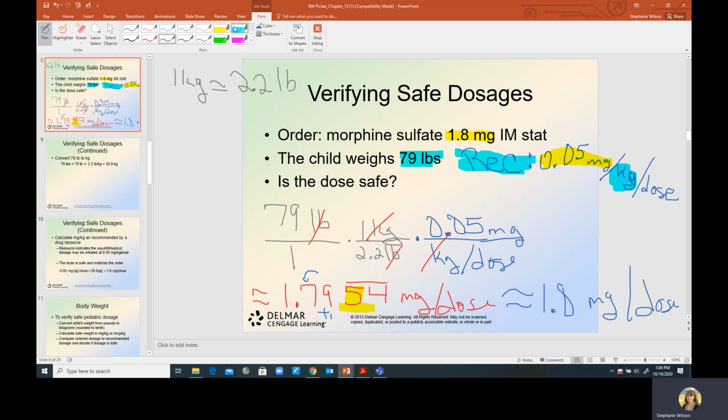So here's the question: is it safe? Did what the doctor ordered exceed the recommended? Meaning, did the doctor order more than what the recommended called for? And if your answer is no, then it's safe. And in this case, it's exactly equal to. It didn't go over it. It's exactly equal to, so it's safe.